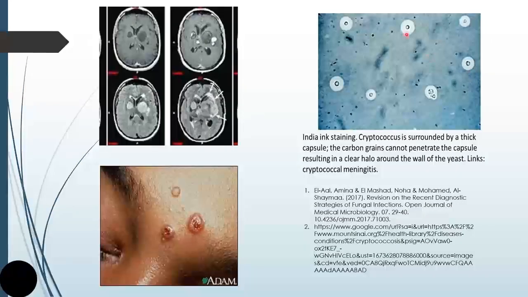This is a picture of India ink where you can see the black rounded body surrounded by a thick capsule. This is because the India ink is not penetrated through the capsule, which is negatively charged, and it creates the halo around the wall of the yeast. This is how the brain imaging looks like in advanced cryptococcal disease. Here, these are multiple cryptococcomas with perilesional edema, and here you can see it's compressing the ventricle, right?